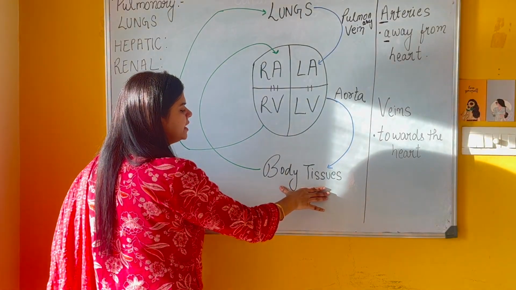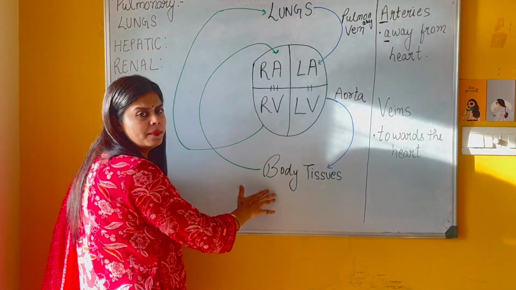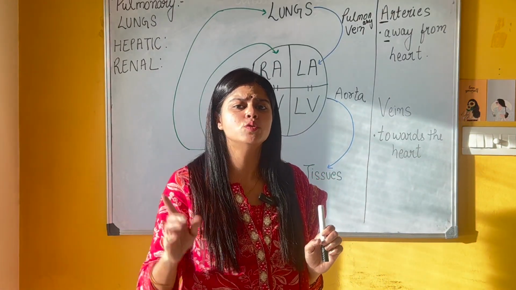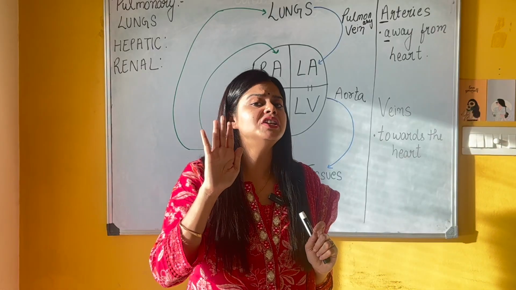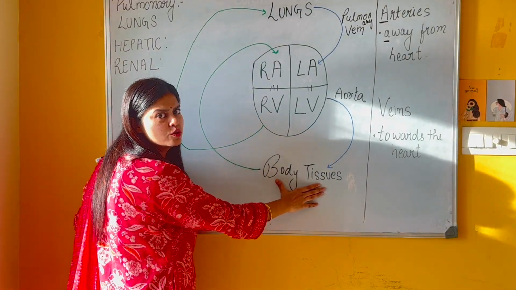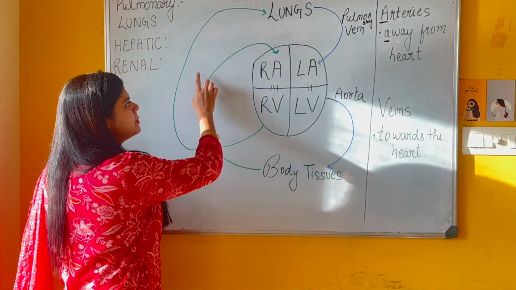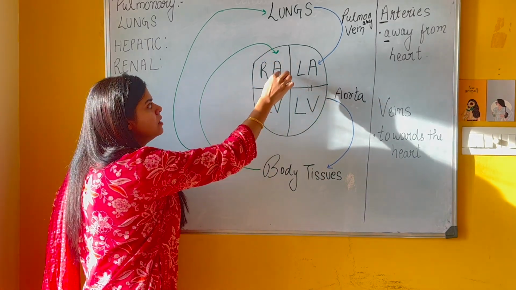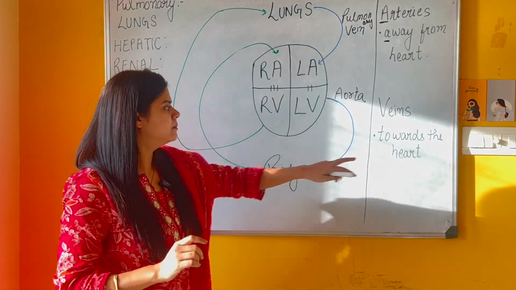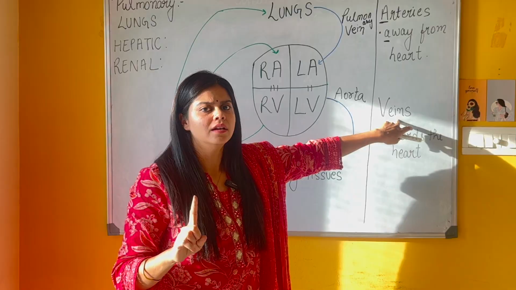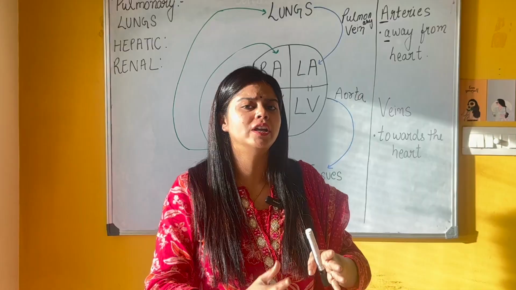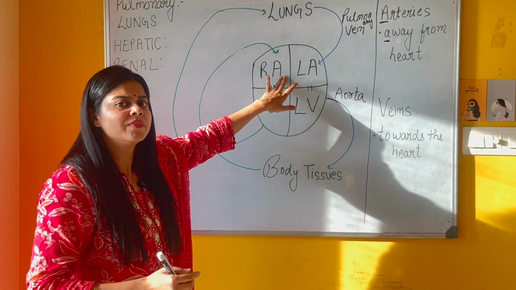So the deoxygenated blood from all the body tissues will be collected and taken to which side of the heart? Right side. Which chamber? Right auricle. Now this blood vessel is going towards the heart. Artery or vein? Towards the heart is vein. Can you name the biggest vein which collects deoxygenated blood from your entire body and takes it to the right auricle of the heart? Vena cava.